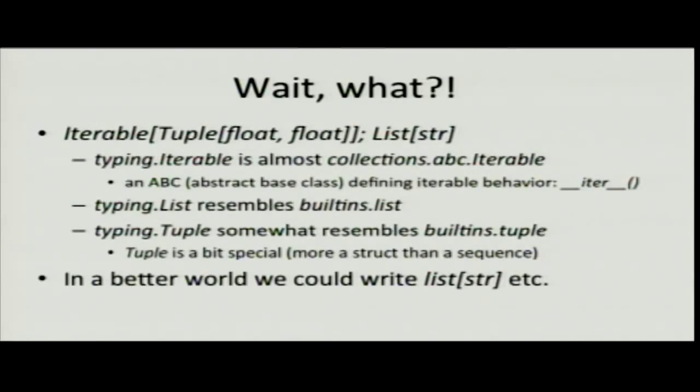So what exactly happened there? typing.Iterable is almost just an alias for collections.abc.Iterable. However, it has a little bit of magic behavior added to it, but it is still usable as a standard ABC. It's usable in all the contexts where collections.abc.Iterable is usable, but it is also a type. The typing.List type shadows the built-in lowercase list, and Tuple has some resemblance to the built-in tuple. However, it's not an immutable sequence. It's more like a structure.